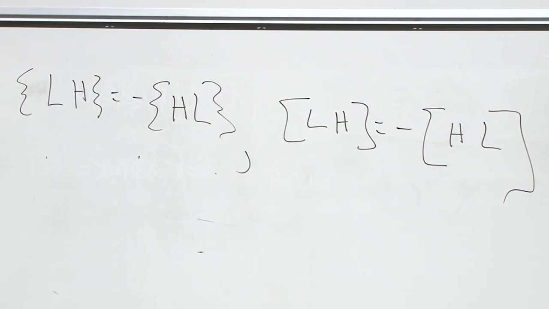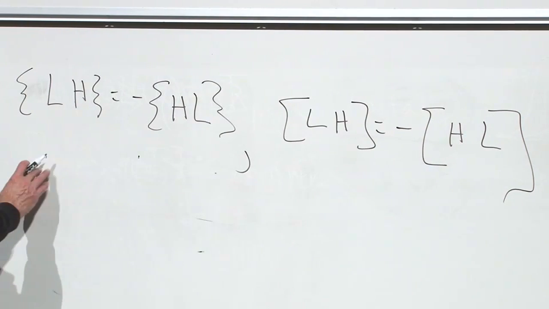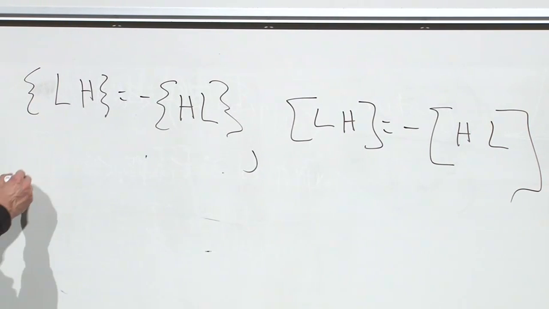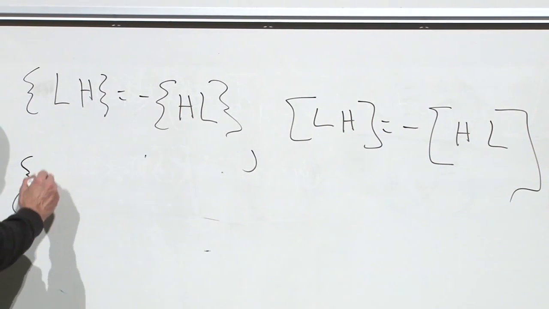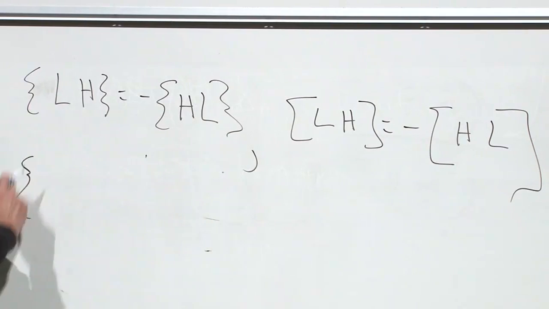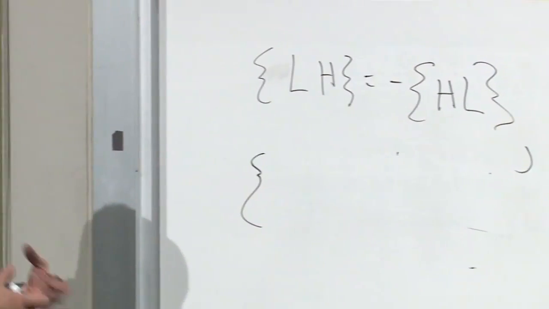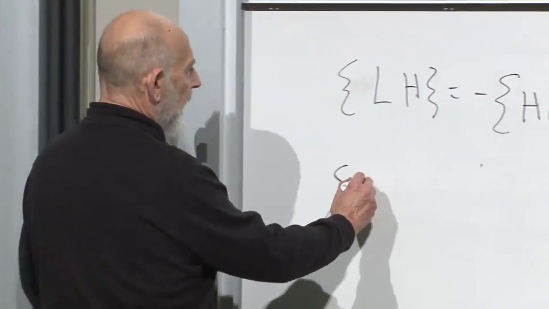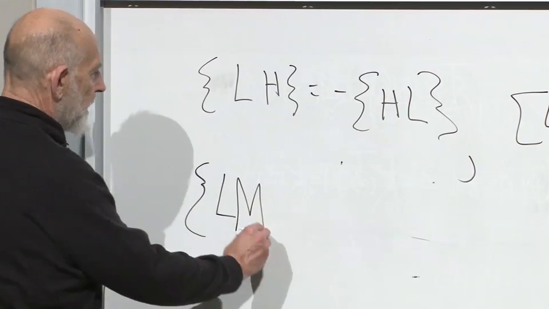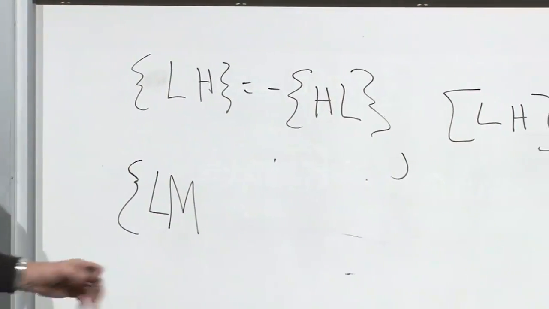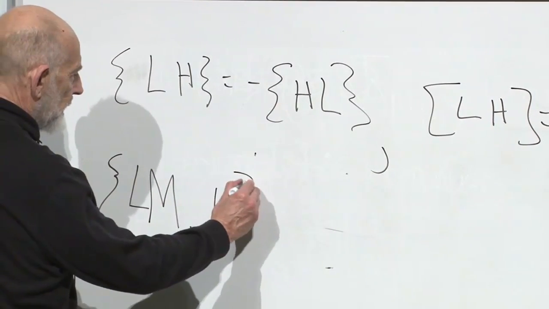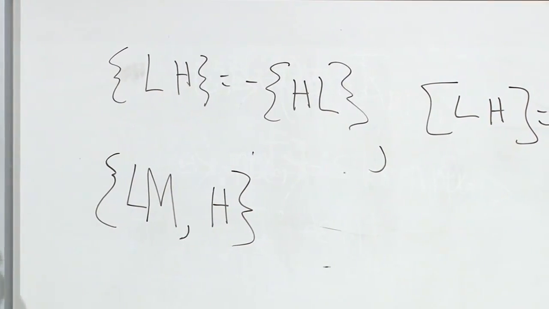Now let's take some other properties of Poisson brackets. There's a lot of properties of Poisson brackets, but let me just write one or two more. If I have two quantities, not operators, let's call them L and M. L times M is itself a classical quantity, and I can compute its Poisson bracket with H. Does anybody remember the answer?